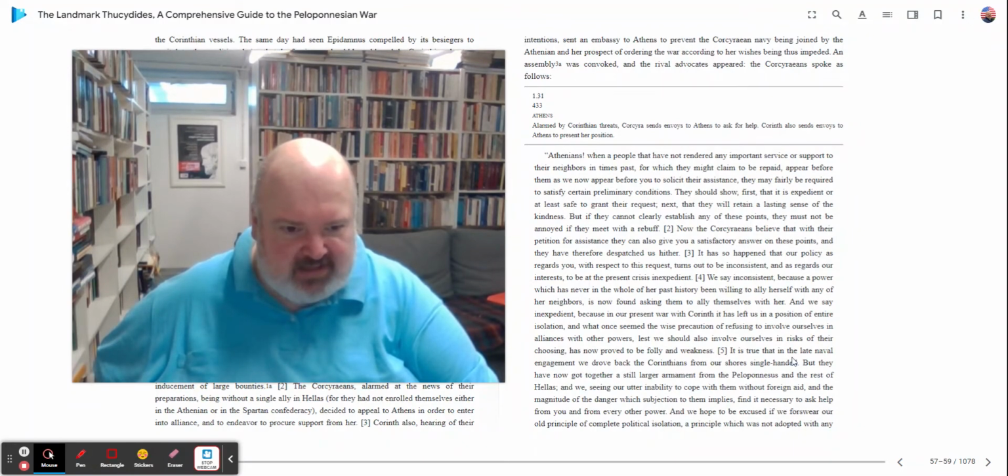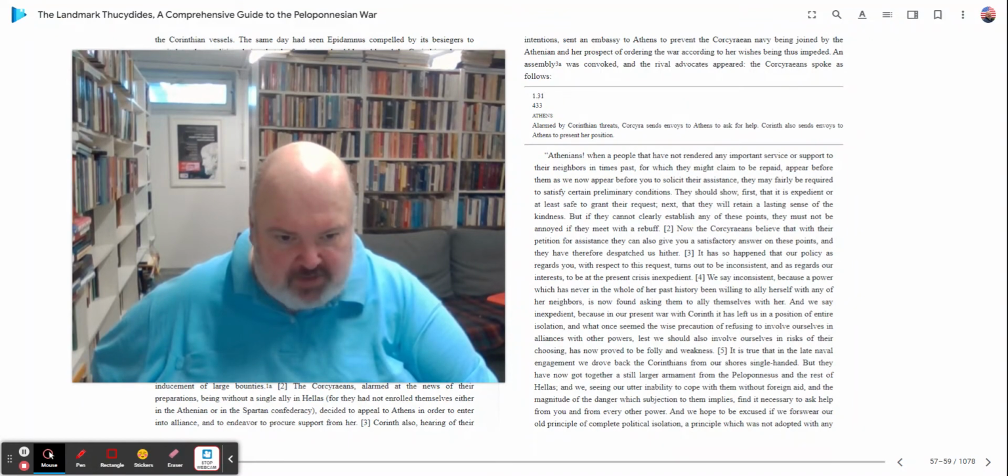It was proved a weakness. It is true that in the late naval engagement we drove back the Corinthians from our shore single-handed, but they have now got together a still larger armament from the Peloponnese and the rest of Hellas, and we see our utter inability to cope with them without foreign aid, and the magnitude of the danger which subjection to them implies. It is necessary to ask help from you and from every other power.